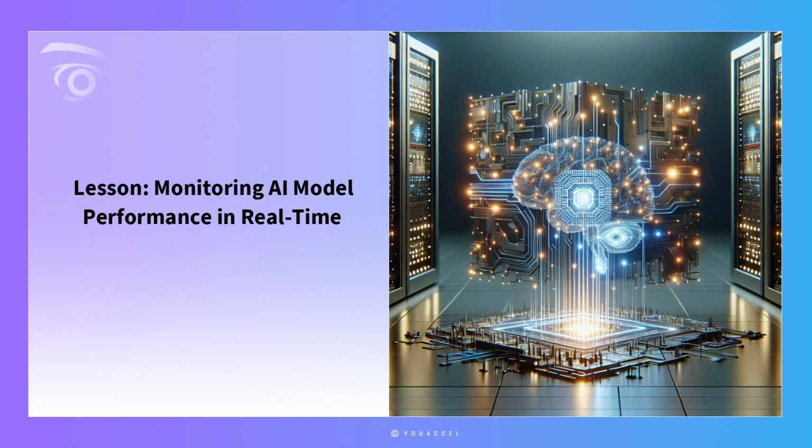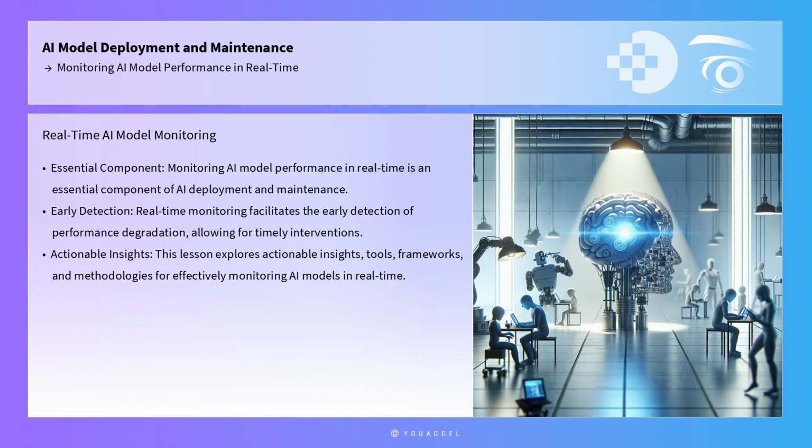Lesson: Monitoring AI model performance in real time. Monitoring AI model performance in real time is an essential component of AI deployment and maintenance. It ensures that models function as intended, providing accurate and reliable outputs while continuously adapting to new data and conditions.